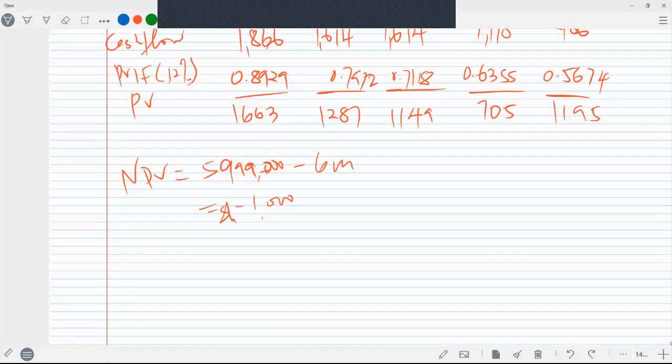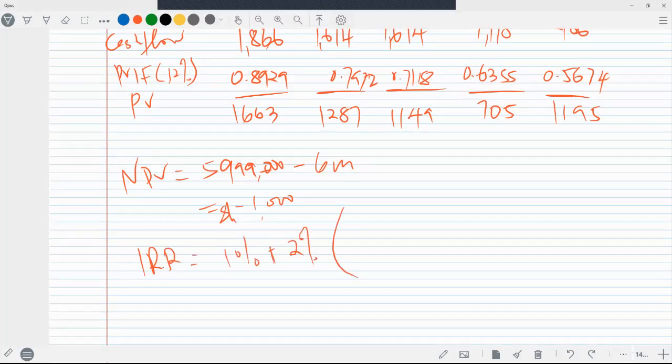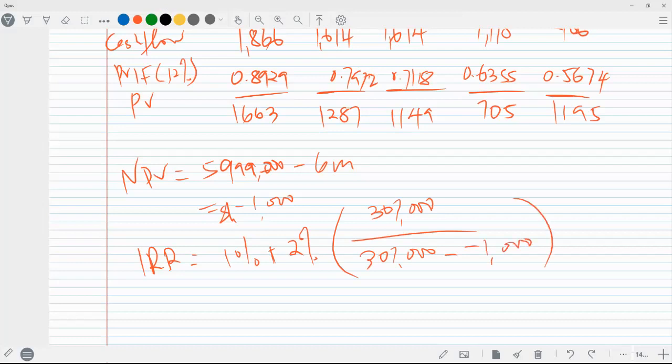Therefore, the IRR will be equal to 10% plus the difference between the two rates, which is 2%, times the NPV at 10%, we got 307, over 307 minus negative 1,000. I get how much? 11.99%. Yes, 11.99%. That is the IRR.